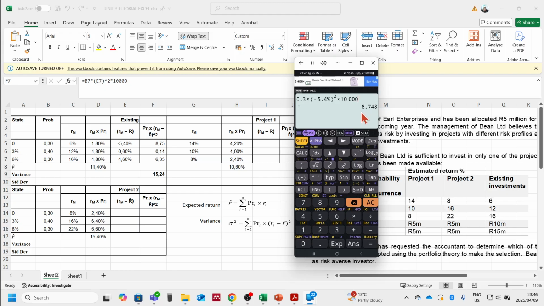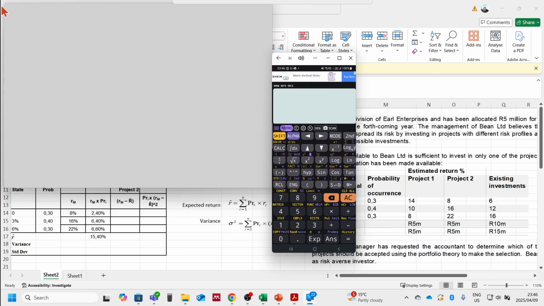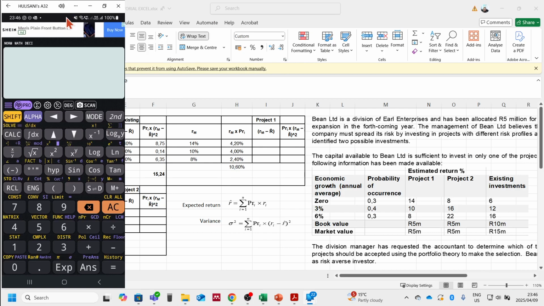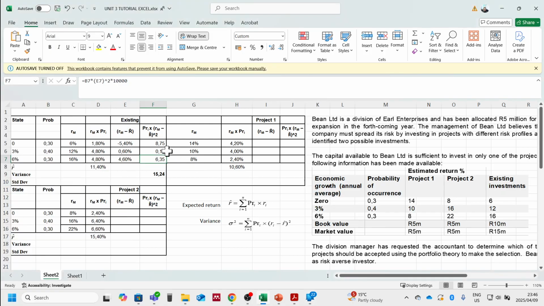So in percentage, this gives us 8.748, which rounds off to 8.75%. This is what we call the variance. From this, we calculate the same way for the other three anticipated outcomes, and therefore we get the variance for each. Then we add the total of the variance by summing everything up to give us the total variance for the existing projects or investment.